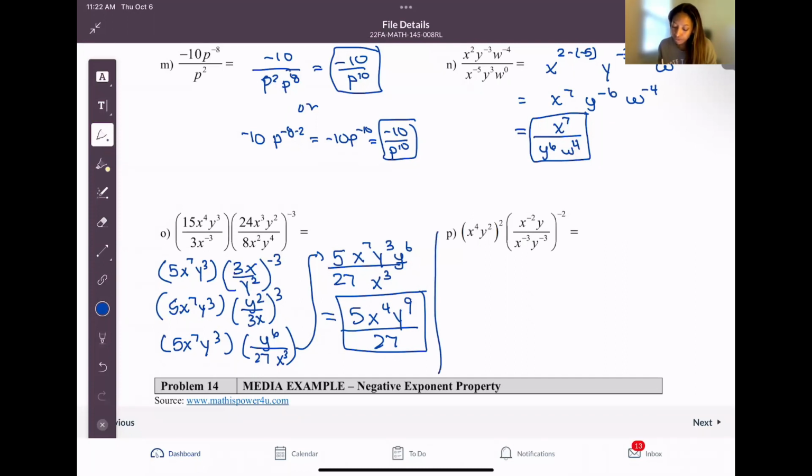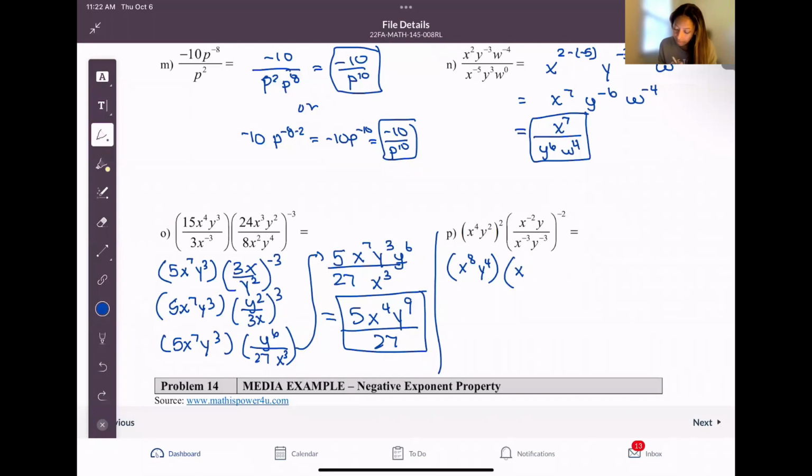Again, we want to start off by trying to simplify what's in the parentheses. We can go ahead and distribute the 2 in the first term. This would be x to the 8th, y to the 4th. Let's just let that sit there. Then over here, what's going on? X to the negative second over x to the negative third, y over y to the negative third. That simplifies to x to the negative 2 minus 3, y to the 1 minus, minus negative 3.